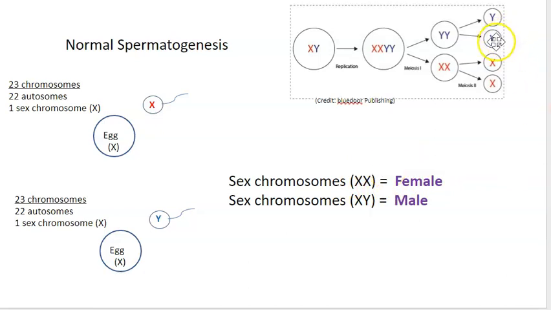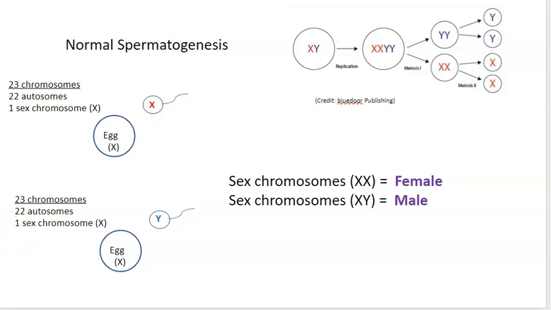If a little Y-carrying sperm fertilizes the egg, again, it's a normal egg with 22 autosomes and one sex chromosome. Here, my sperm has 22 autosomes and one sex chromosome. When fertilization happens here, it's going to result in an individual with a normal number of chromosomes, 46. The sex chromosomes are going to be an X and a Y, resulting in a male.